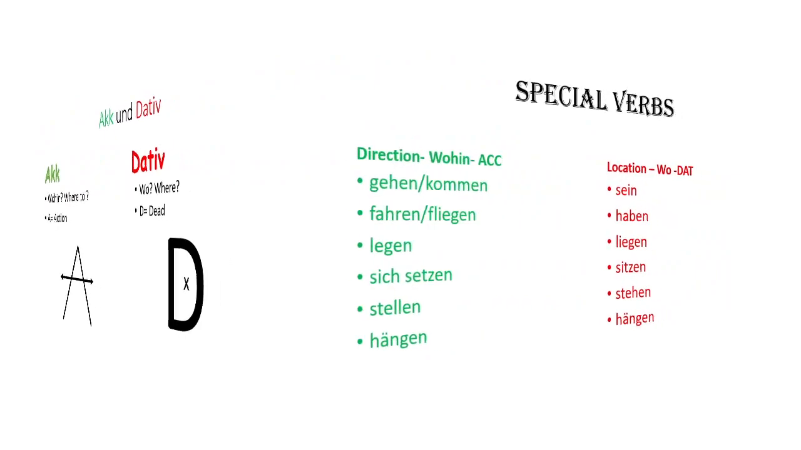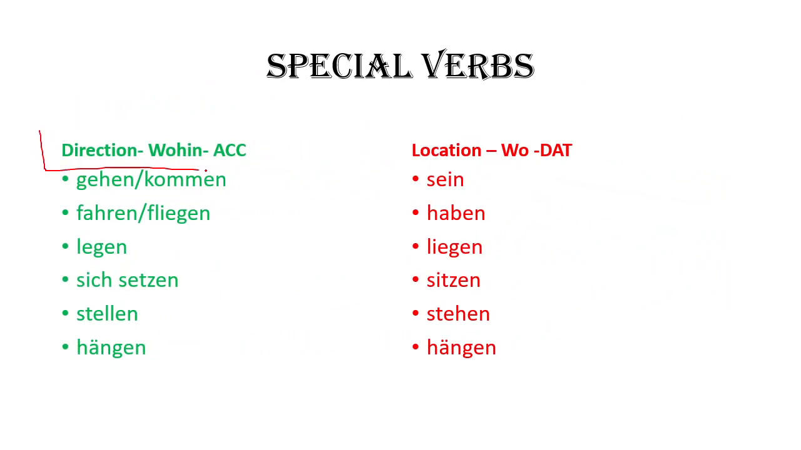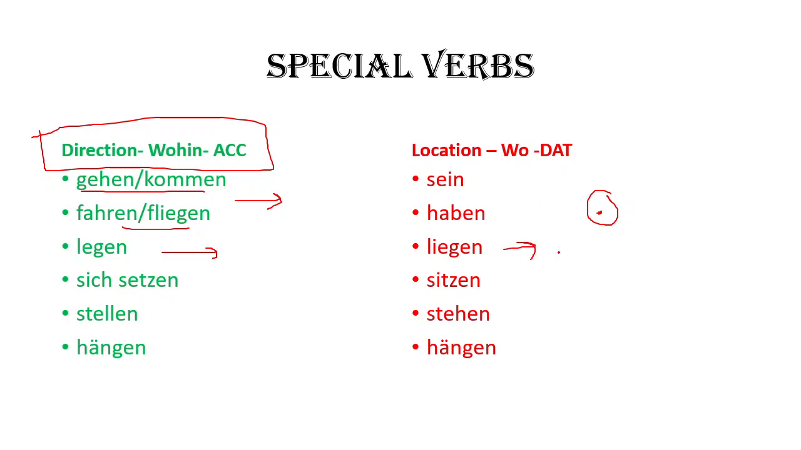Let's see some more examples. Special verbs: we need to check these verbs. As we already told you, accusative is used when we are going somewhere, with movement: gehen, kommen, fahren, fliegen. Sein and haben have no movement, so dative. And the rest: legen with movement, liegen with no movement. Stellen, placing something standing, with movement; stehen, no movement. Hängen, same, with movement and no movement. Let's see the usage of these verbs in a sentence.